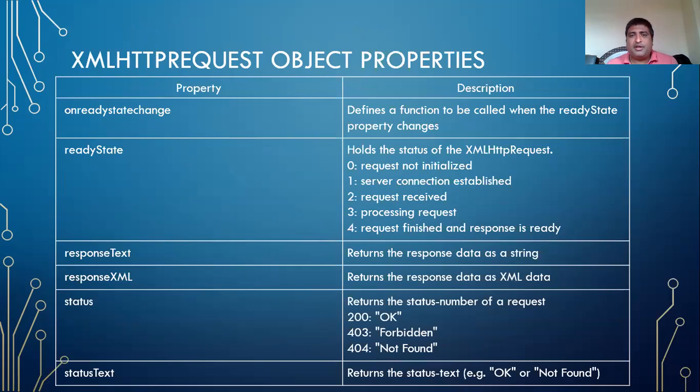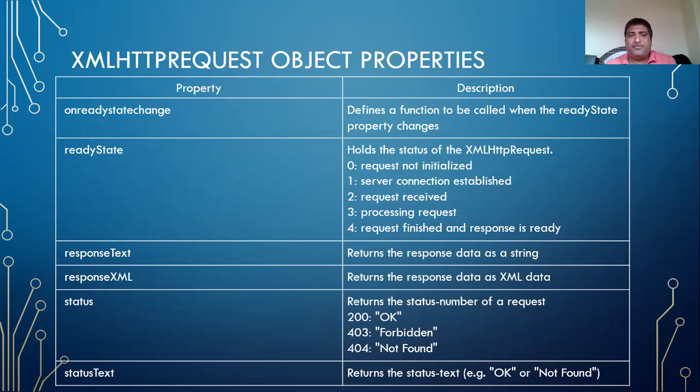And on ready state change we get that particular value. If the value is 0, that means the request is not initialized. If the ready state value is 1, that means the server connection is established. If the value is 2, then the request is received. If the value is 3, then it processes the request, and if the value is 4, then the request is finished. That means whatever request we send to the server, we check its status using the value.